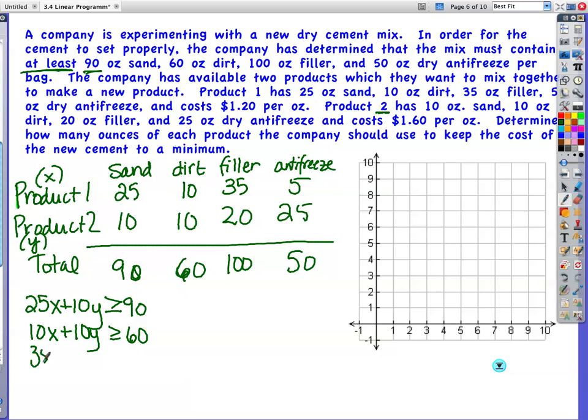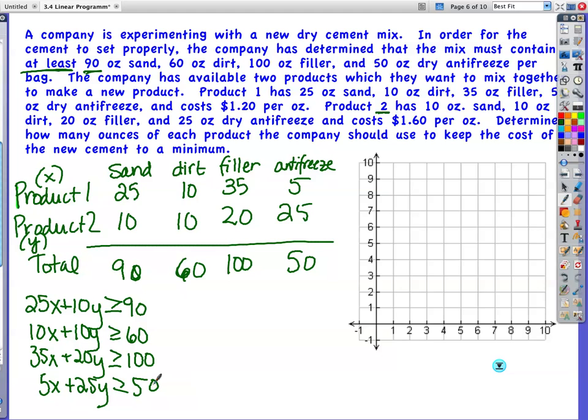Filler, 35X plus 20Y is greater than or equal to 100 because you have to have at least 100 ounces in there. And antifreeze would be 5X plus 25Y is greater than or equal to 50. Okay? So I've got my inequality set up. Now I need to graph each inequality. And once again, I will show you probably every single problem, 0, blank, blank, 0, the X and Y intercepts.